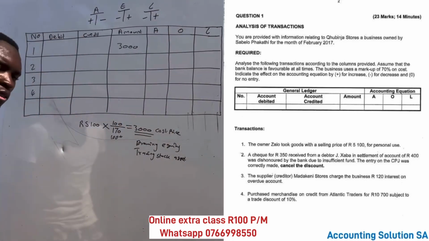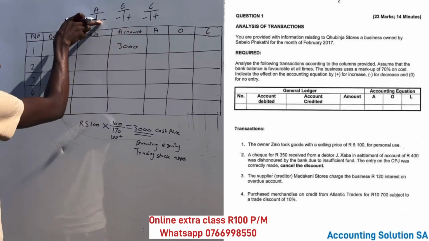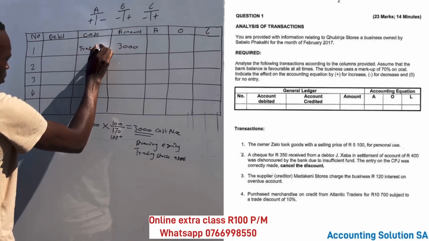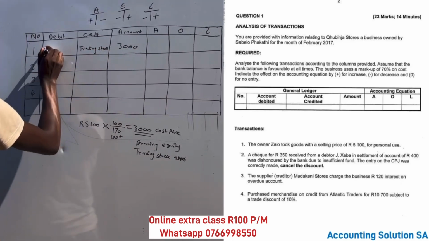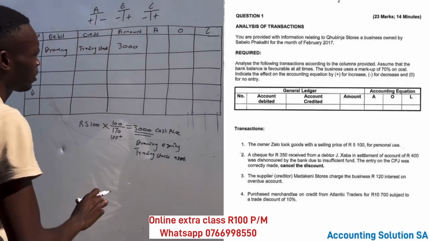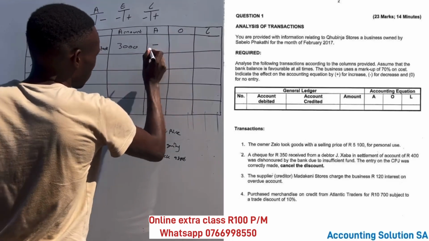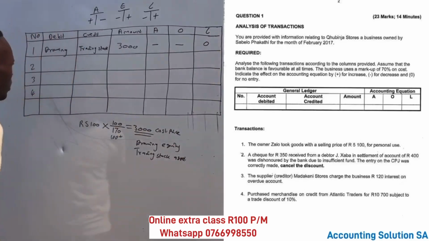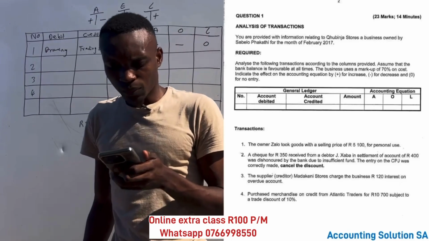In other words, our trading stock we are going to credit because the owner took it and it's minus. Drawings, obviously, we are going to debit, because drawings reduce equity. Then we show that under assets we subtracted, under equity we also subtracted, and this side is unchanged.